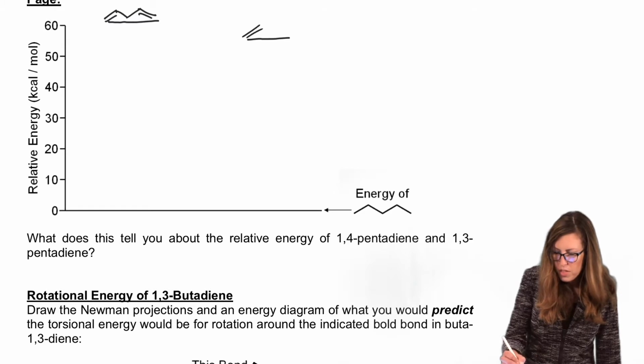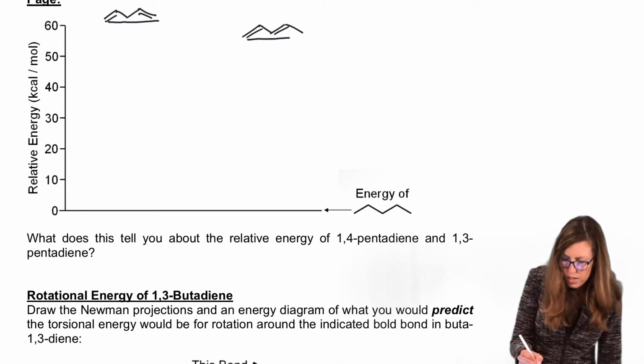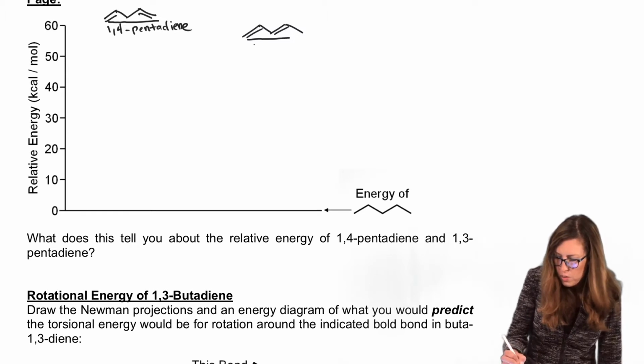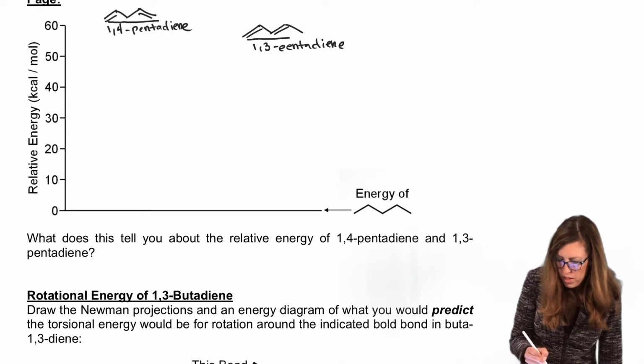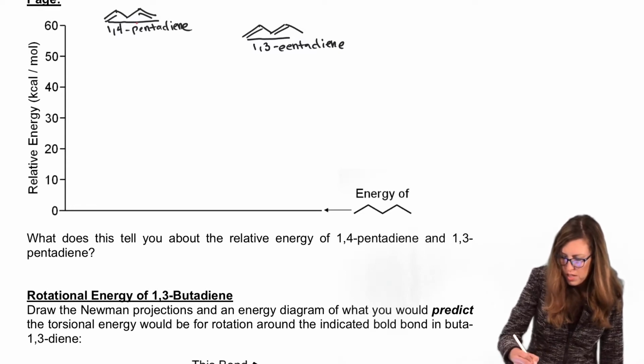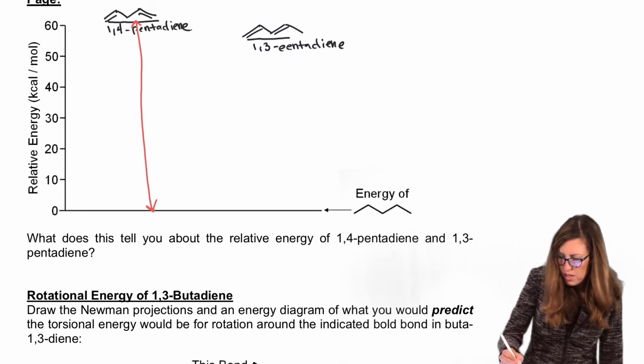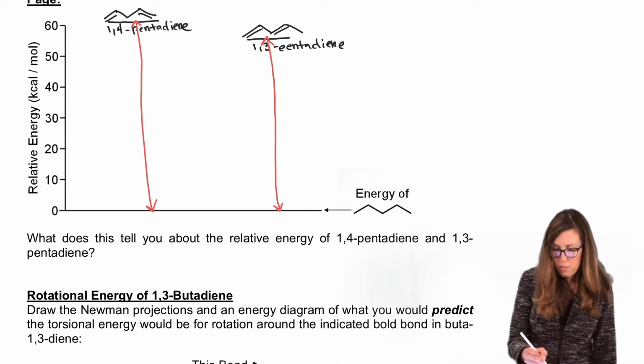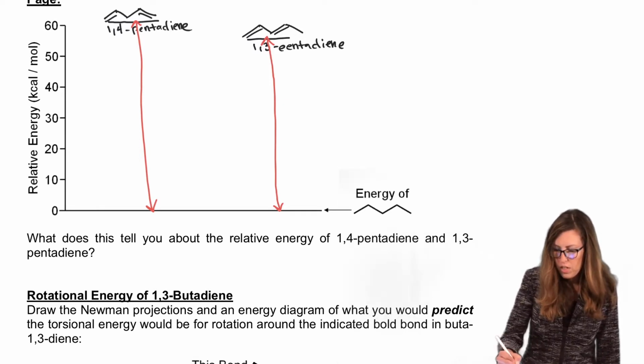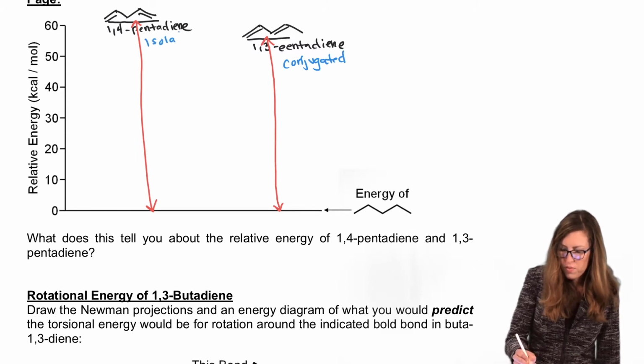And then this one was 1,3. So let me write that in, the 1,4 pentadiene. And that's 1,3 pentadiene. And then if we want to illustrate the energy difference, you can see we have less heat released in the conjugated system. So it comes down to conjugated versus isolated. It started at lower energy because this one was more stable.